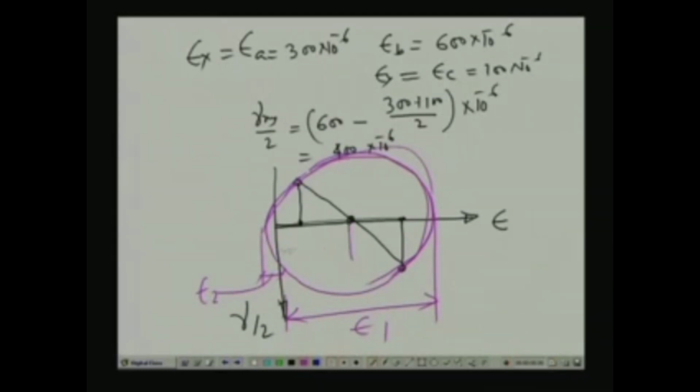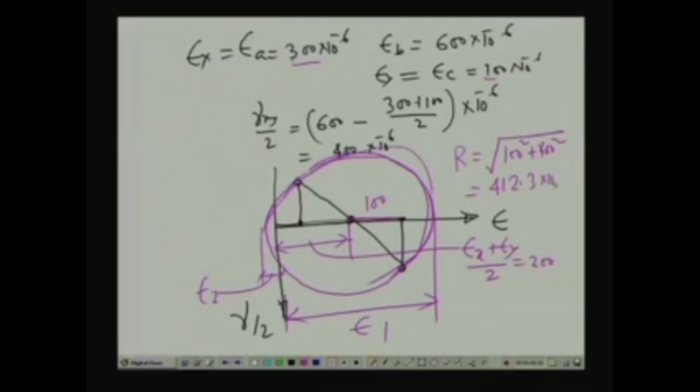Now, this distance is equal to epsilon x plus epsilon y by 2, which is 300 plus 100, 400 by 2, is equal to 200, and this distance epsilon x minus epsilon y by 2, which is 300 minus 100, 200 by 2, is 100, and this distance is 400. So, r is equal to root of 100 squared plus 400 squared into 10 to the power minus 6, and this is equal to 412.3 into 10 to the power minus 6.